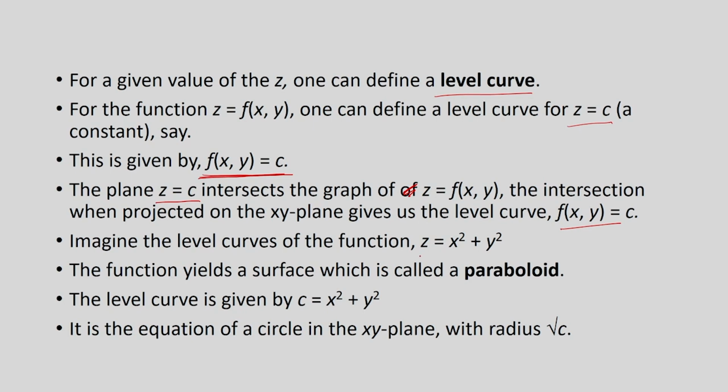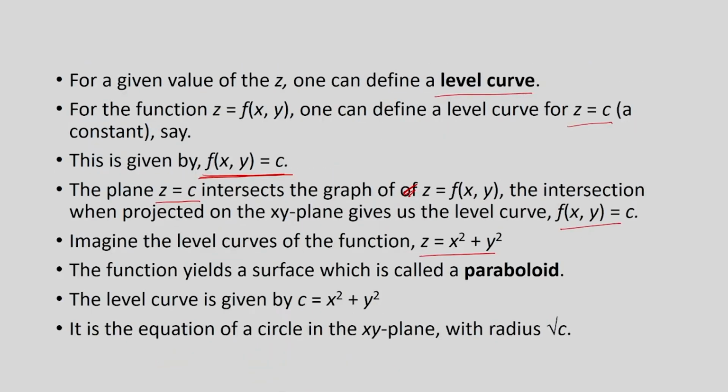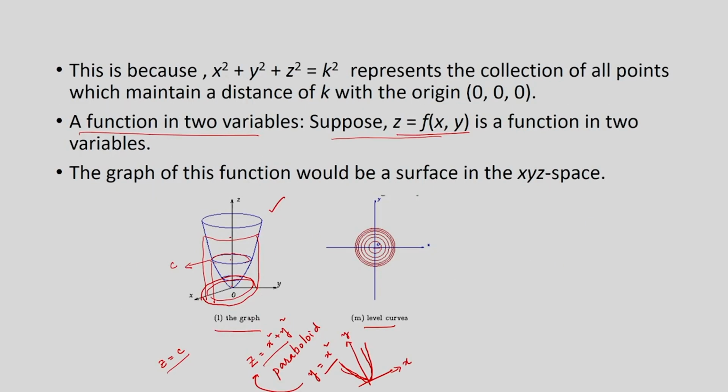So, here I have just written what I have just shown you. Imagine the level curve of the function z is equal to x square plus y square. The function yields a surface which is called a paraboloid. Here on the left hand side you have the paraboloid. The level curve is given by c is equal to x square plus y square, and as we know x square plus y square is equal to c. It is the equation of a circle in the xy plane. And what is the radius? The radius is root over c. As c is rising, you have different sorts of level curves.